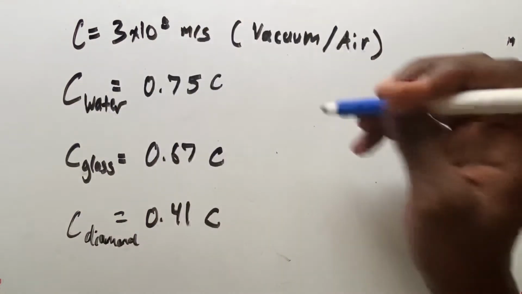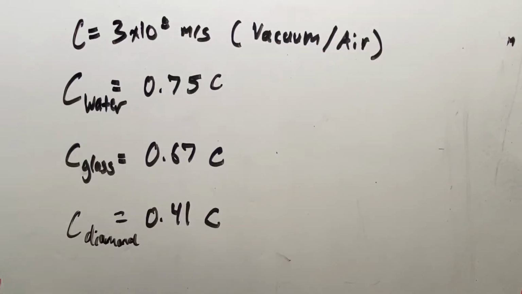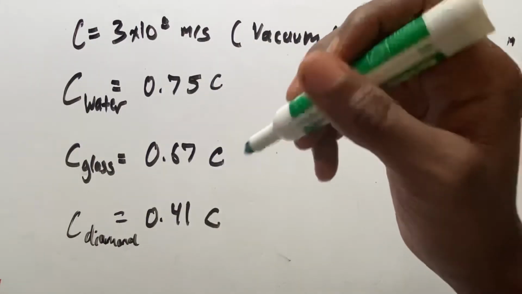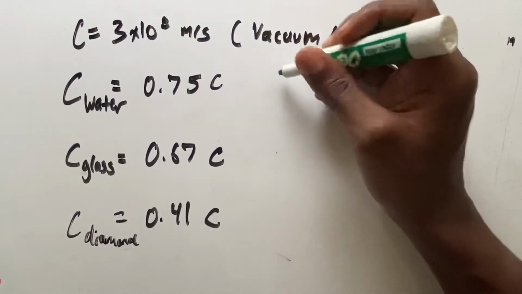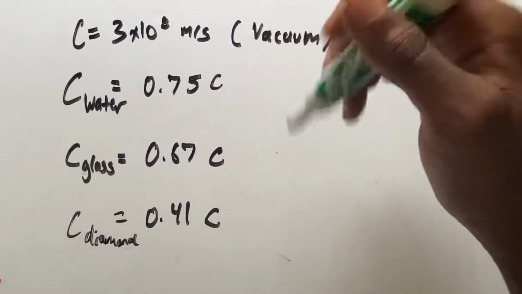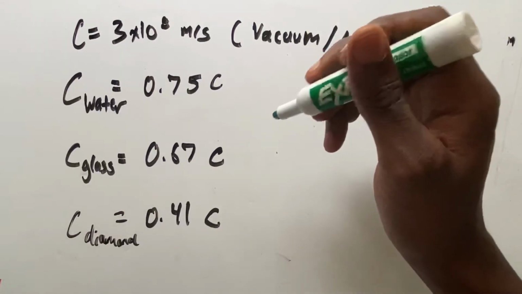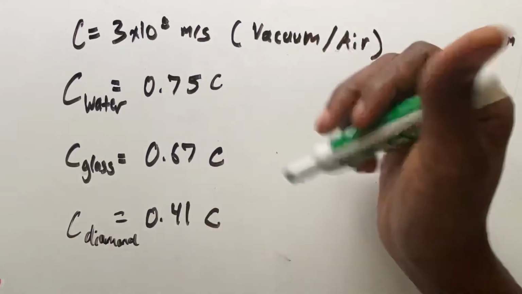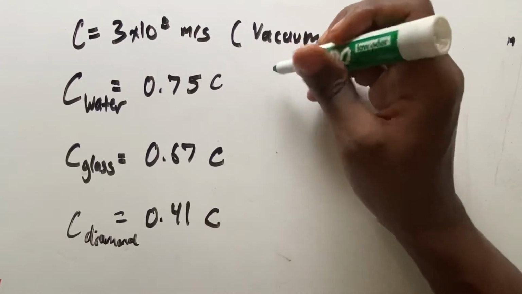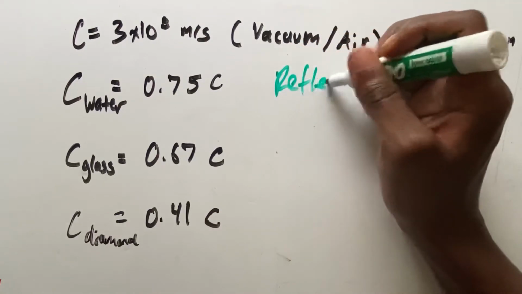Well, before I draw that, let me quickly talk about reflection and refraction. I think I talked about it in the last video, but just to remind you, we have two ways that a wave can bounce off of an object. It can either bounce off the object or pass through the object. When it bounces off, that's called reflection.